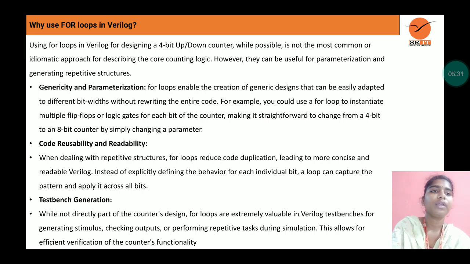For example, you could use a for loop to instantiate multiple flip-flops or logic gates for each bit of the counter, making it straightforward to change from a 4-bit to an 8-bit counter by simply changing a parameter. Code reusability and readability: when dealing with repetitive structures, for loops reduce code duplication, leading to more concise and readable Verilog. Instead of explicitly defining the behavior for each individual bit, a loop can capture the pattern and apply it across all bits.